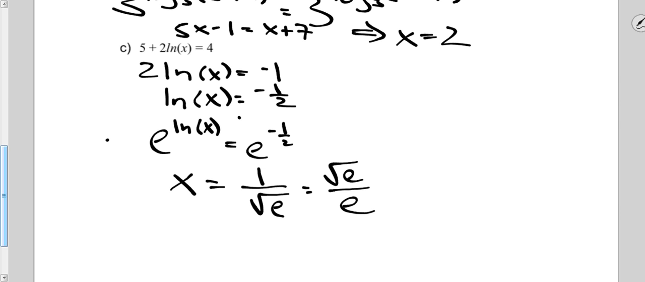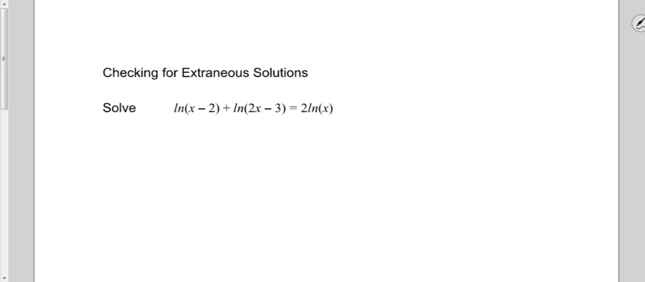I like this better, don't you? Yeah, that is more precise. This is kind of funky notation, but I'll take both of those. I wouldn't take this, because we know we're not supposed to leave radicals in the denominator.